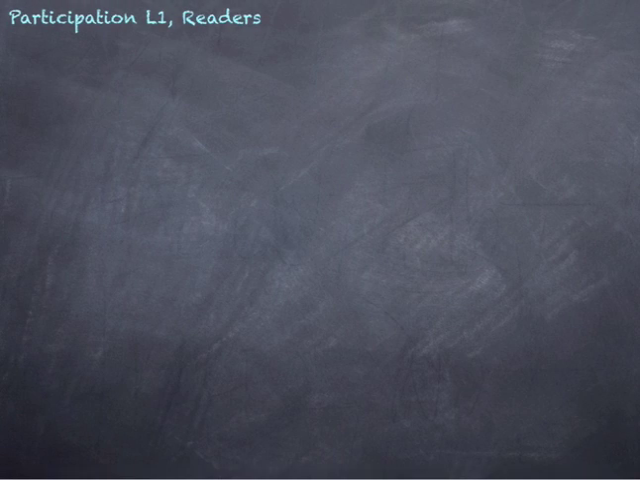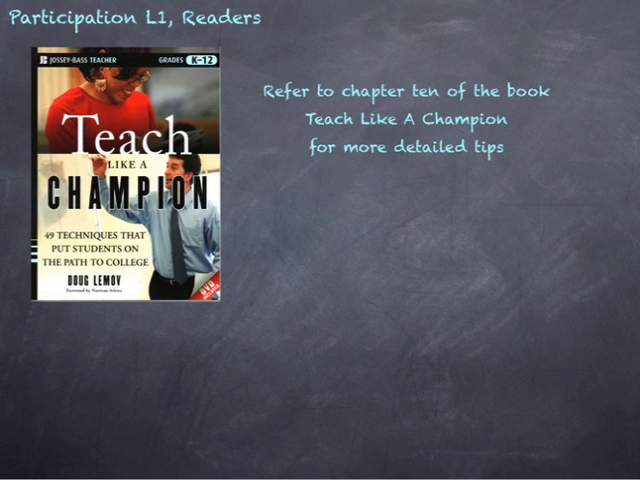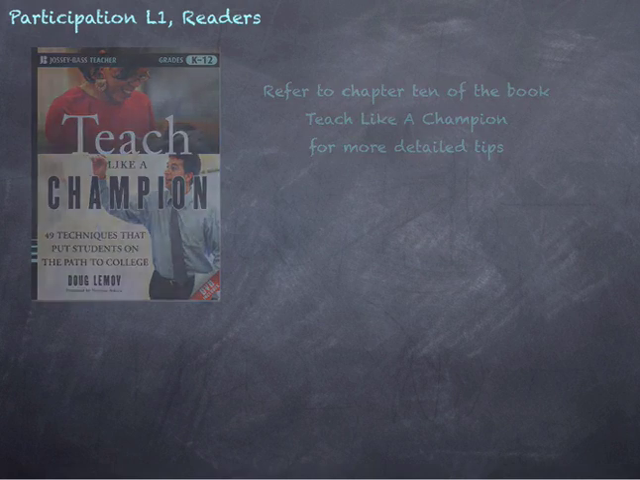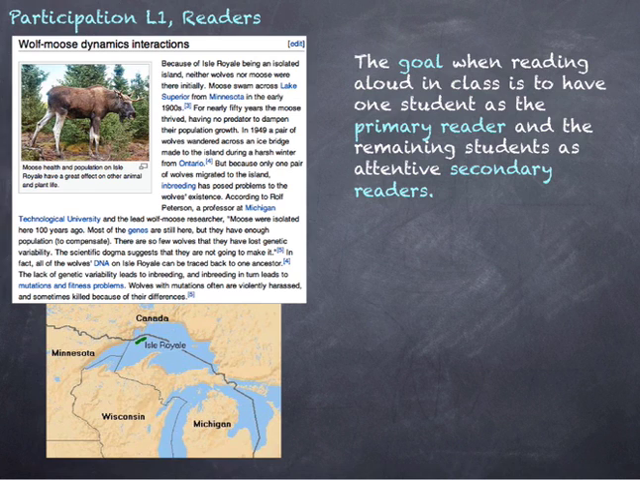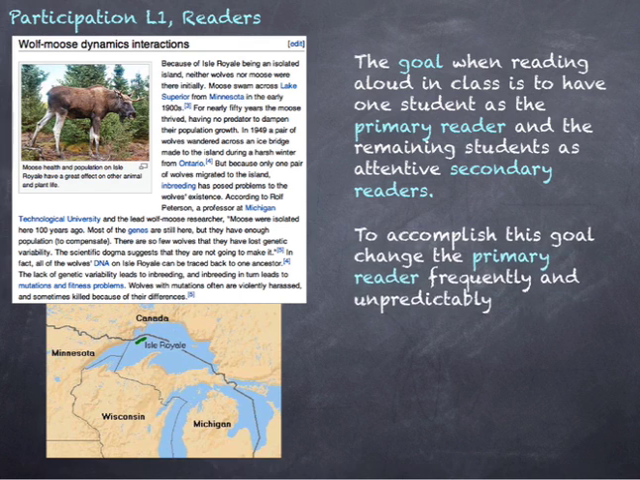Now I'll discuss using the participation category to call on students to read aloud. Or you may wish to review Chapter 10 of the book Teach Like a Champion for more detailed tips. I grabbed this article from Wikipedia to use as an example of how to assign reading. It's about wolf and moose dynamics on Isle Royale in Lake Superior. The goal when reading aloud in class is to have one student as the primary reader and the remaining students as attentive secondary readers. To accomplish this goal, change the primary reader frequently and unpredictably.